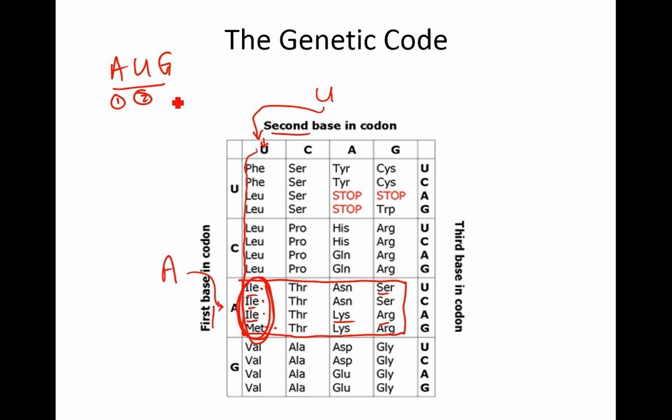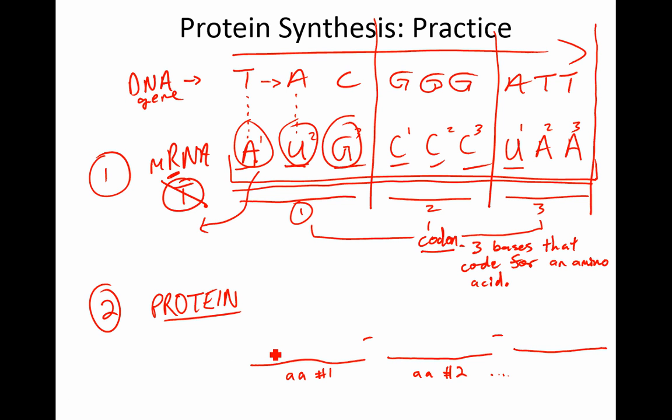So which one? Well, I got to look at my third base in my codon. My third base in my codon happens to be G. So I'm going to look for the G in this segment, and there it is right there. So I'm going to follow that G all the way over to my little intersection. There we go. We found our first amino acid. Our first amino acid is methionine. M-E-T. So our first amino acid is M-E-T, or methionine. You can just write M-E-T.